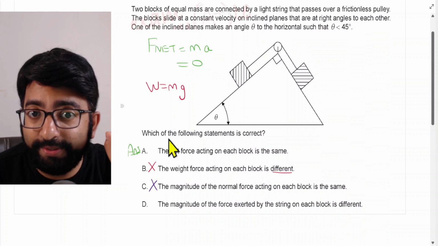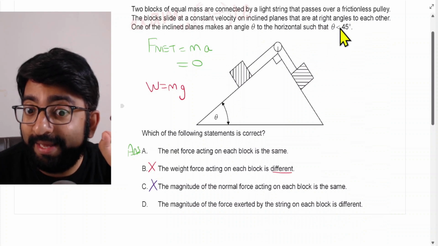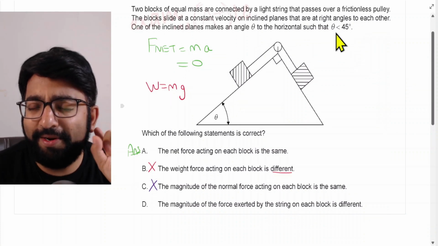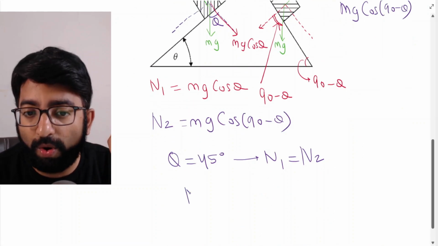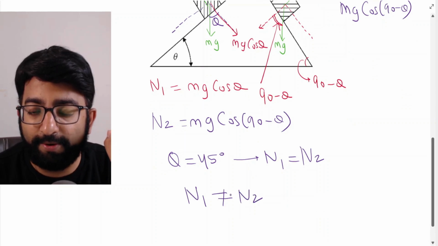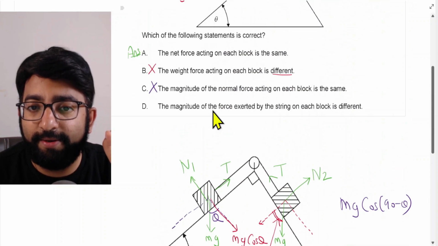So if I go back to the question, let's read. The angle is less than 45 degrees. So definitely not exactly 45 degrees. So N1 and N2 are not equal for this particular scenario. And that is why option C is incorrect.